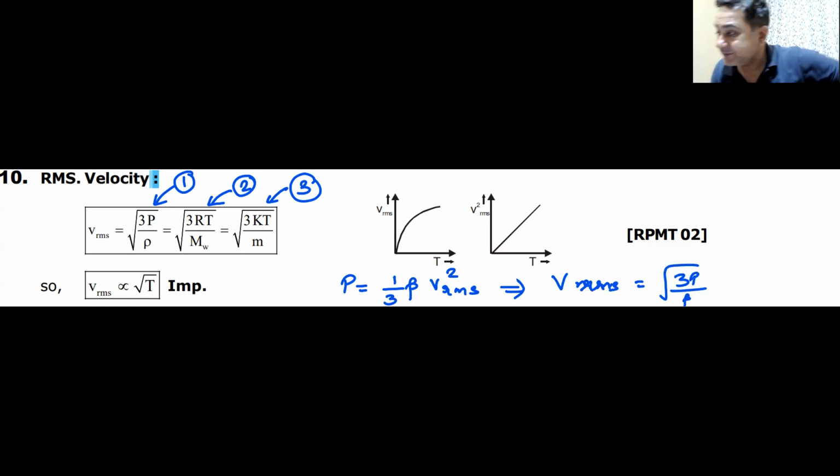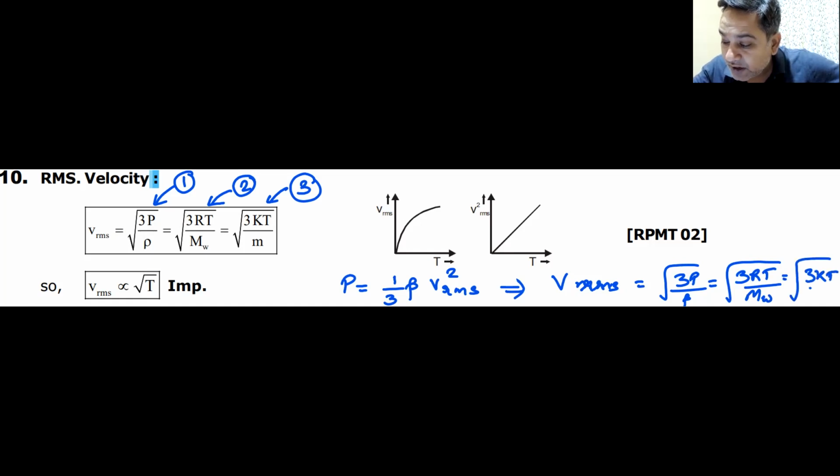Do we understand this? Then using the ideal gas equation, P by rho can be written as RT by molecular weight. It can also be written as kT by mass of one molecule. What you have to remember is wherever you have R, you have molar mass. Wherever you have k, you have mass of one molecule.